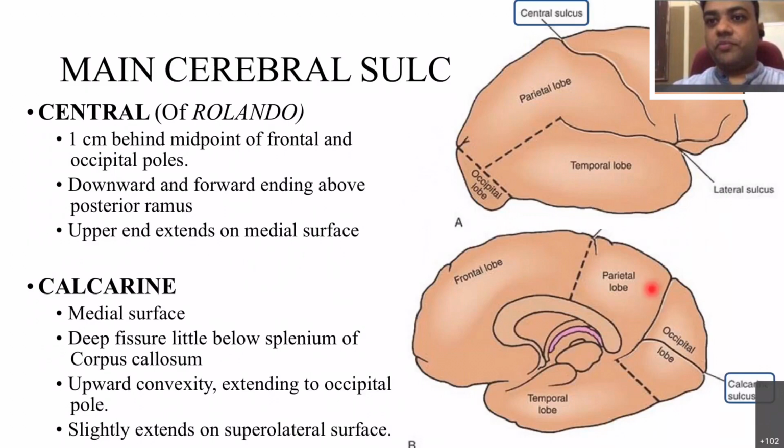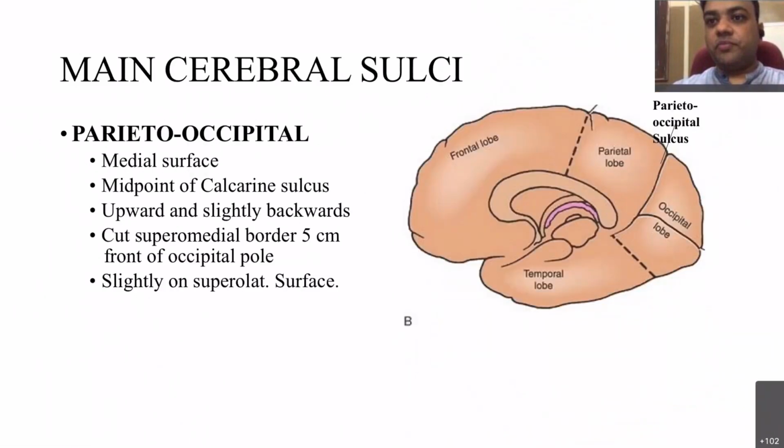And then I will try to show you this one on the medial surface, and in the next slide on the supralateral surface. Okay, so this is the parieto-occipital sulcus. So it cuts the supromedial border 5 centimeters in front of the occipital pole. Fine.